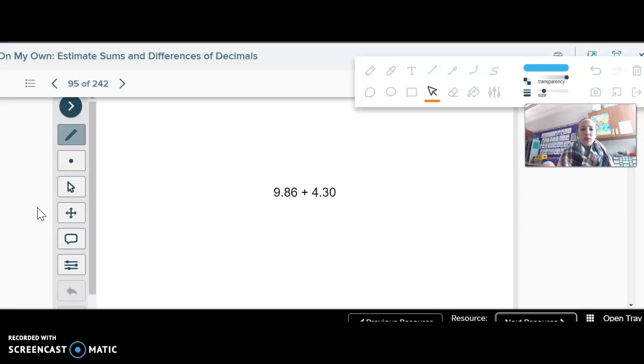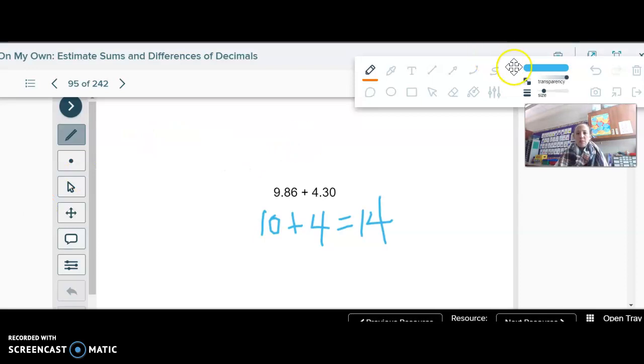Now there are different ways to do it, but if you chose to round to the nearest whole number, you would have gotten 10 and 4. 8 tells my 9 to go up to 10. 3 tells my 4 to stay the same. So then we estimate and we get 14. Again, we are just estimating. So if you chose the actual one, that's why that one wasn't right, because we're just estimating.